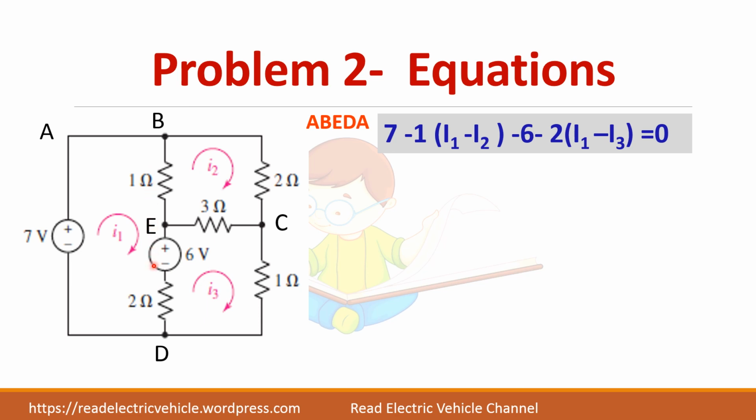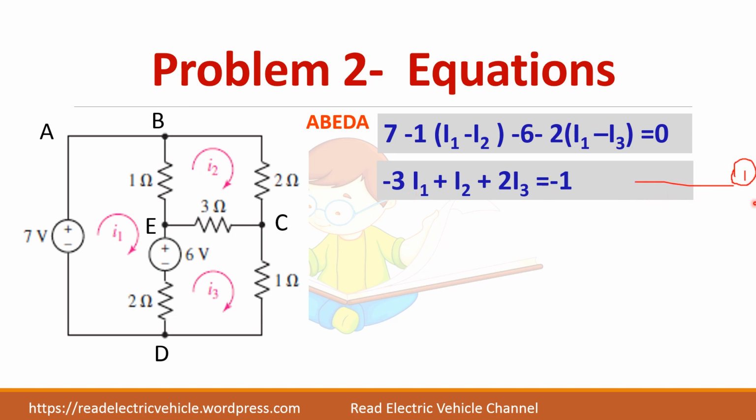And next when you come here, the voltage is plus to minus. So plus to minus means it is a drop in potential, so take it as minus 6. And through this 2 ohm resistor, what is the current? I1 is flowing in this direction, whereas I3 is flowing in the opposite direction. So take it as 2 into (I1 minus I3) equal to 0. So now you have written the first equation. You simplify this and you will get the first equation.